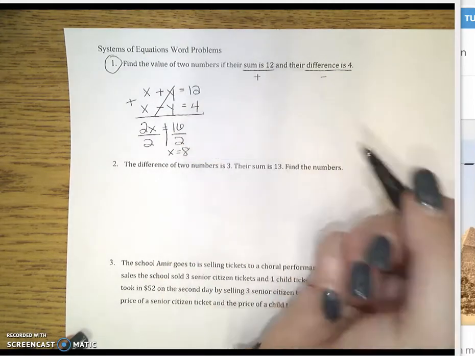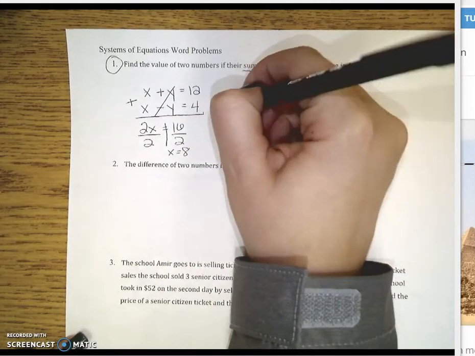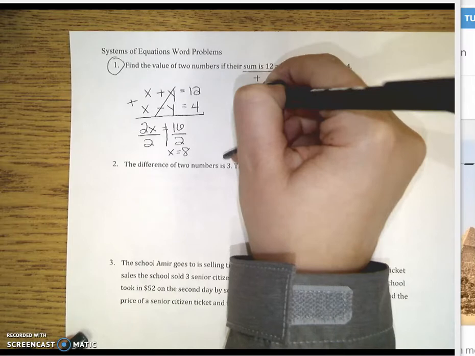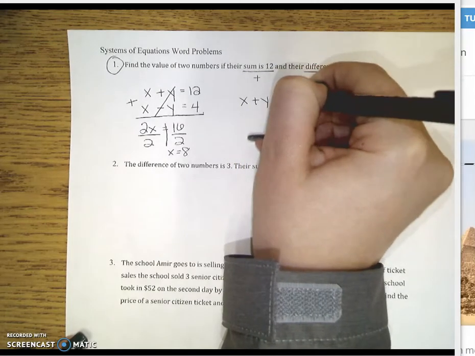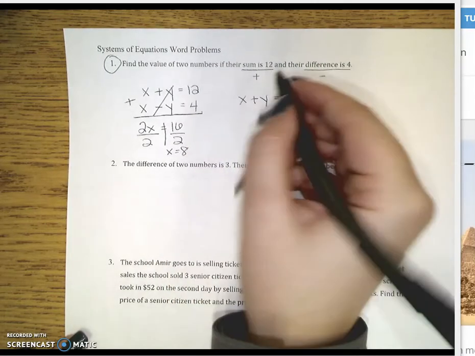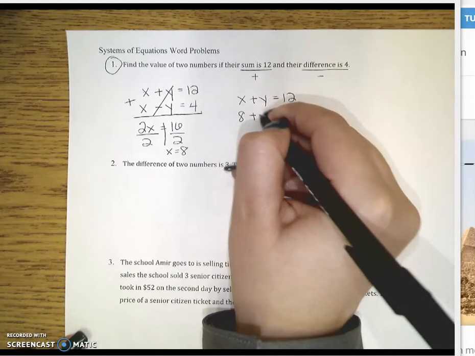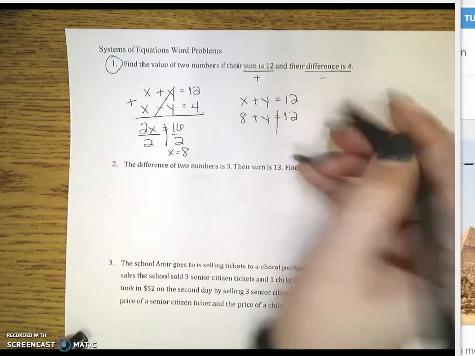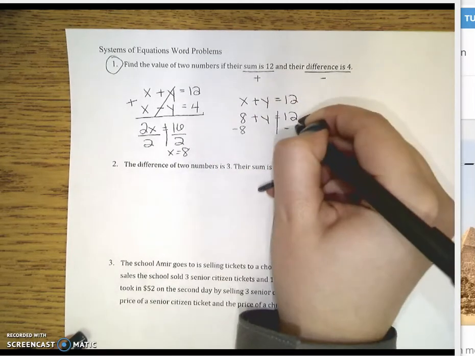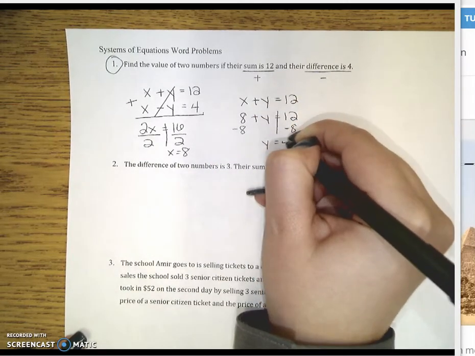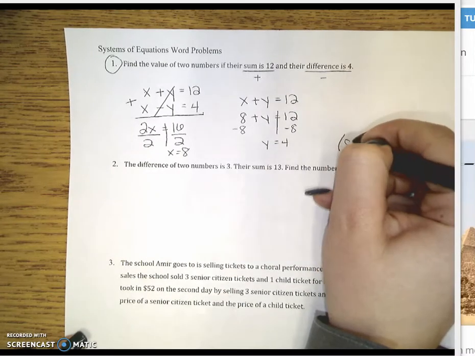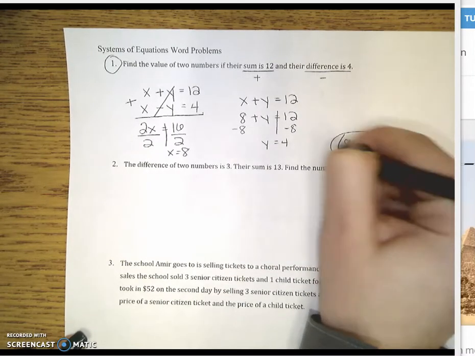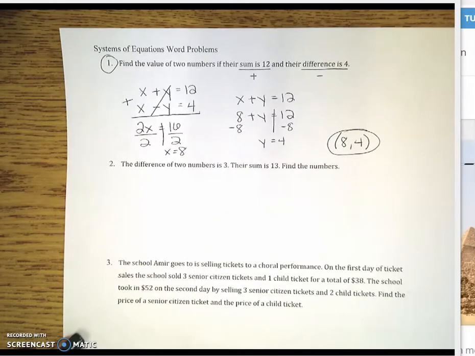Then I can go back to one of my original equations. I have x plus y equals 12, and I'm going to substitute x with 8. So I get 8 plus y equals 12. I'm going to subtract 8 from both sides to get y equals 4. I would write this solution as a coordinate pair, 8, 4.